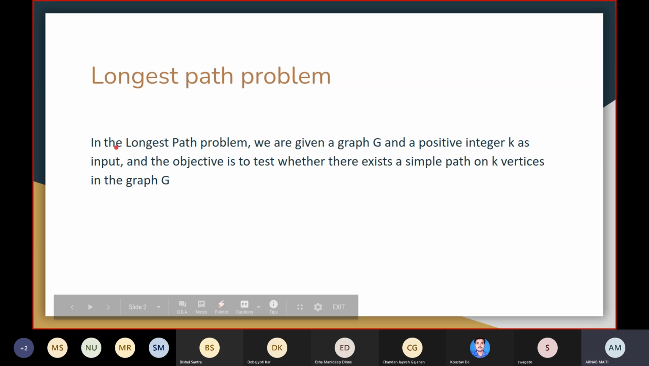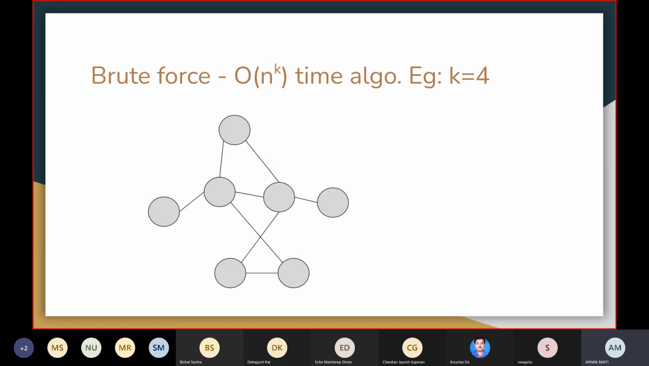So we have this longest path problem where we are given a graph G and a positive integer K. Our objective is to test whether there exists a simple path on K vertices in the graph G. Simple path of K vertices, that's the important part. Like the shortest path problem is solvable in polynomial time. This is the decision version of the longest path problem and it is NP complete.